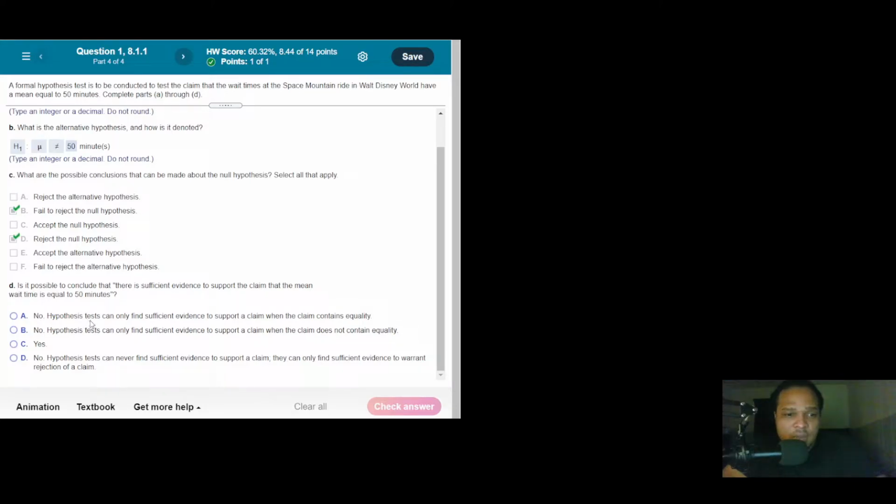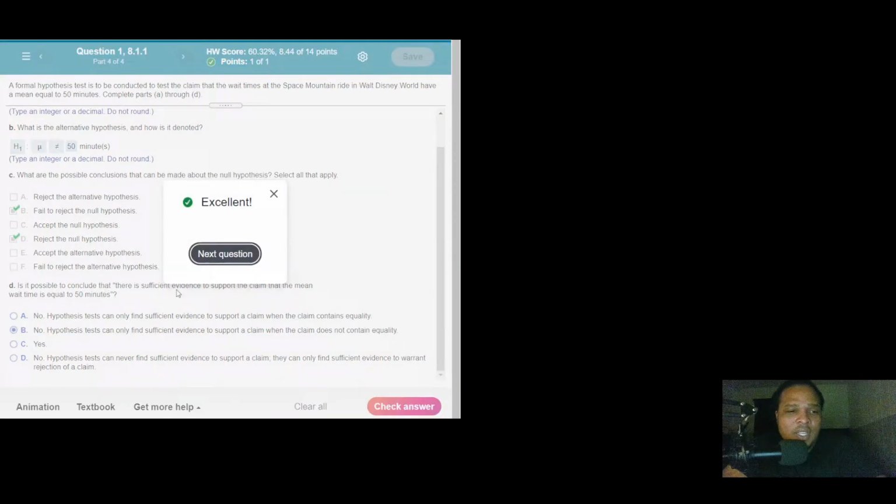Hypothesis tests can only find sufficient evidence to support a claim when a claim contains equality. Hypothesis tests can only find sufficient evidence to support a claim when a claim does not contain equality. Hypothesis tests can never find sufficient evidence to support a claim; they can only find sufficient evidence to warrant it. No, it's not going to be D, I can tell you that much. We're going to go with this one.